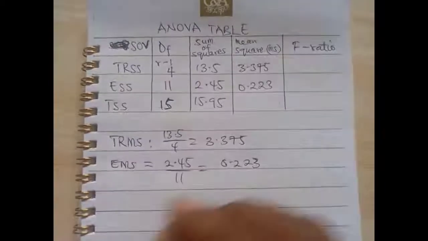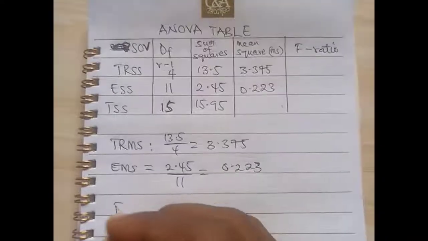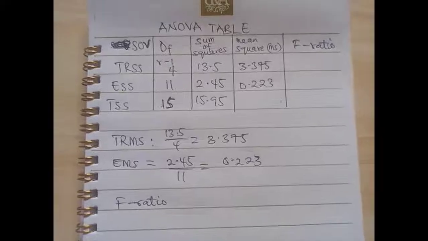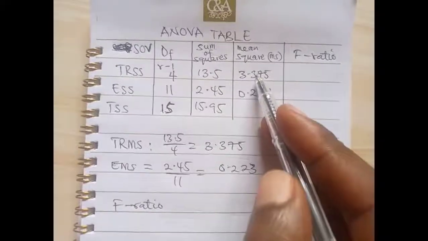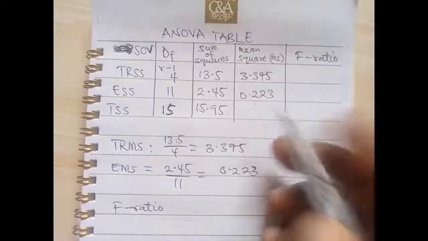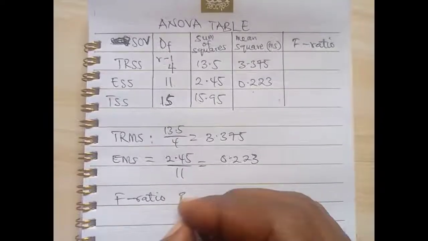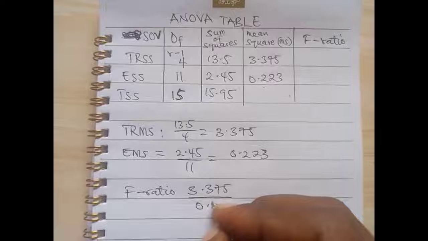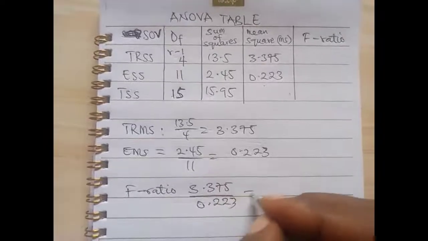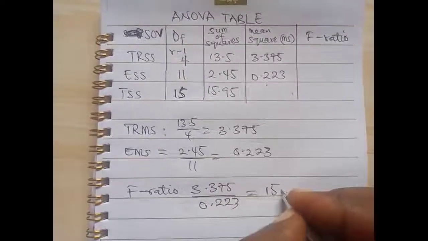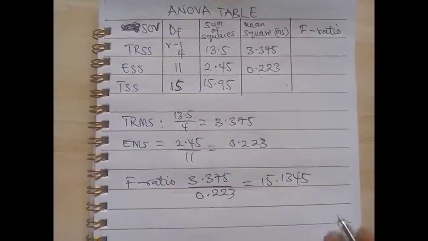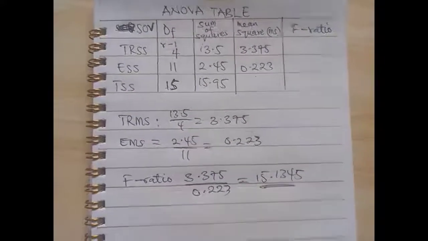For us to now get the F ratio, which is the Fisher test, we simply do the treatment divided by the error. So which is 3.375 over 0.223, which is equal to 15.1345. So this is the F calculated.